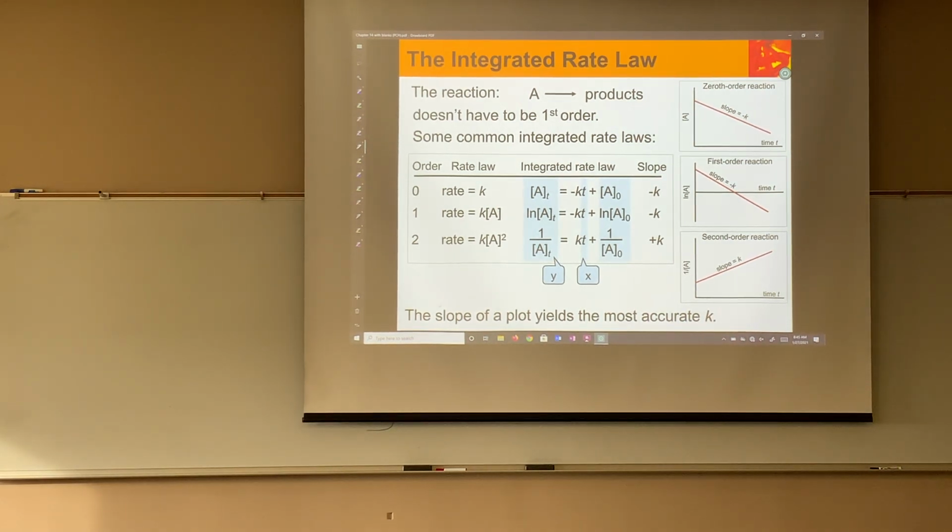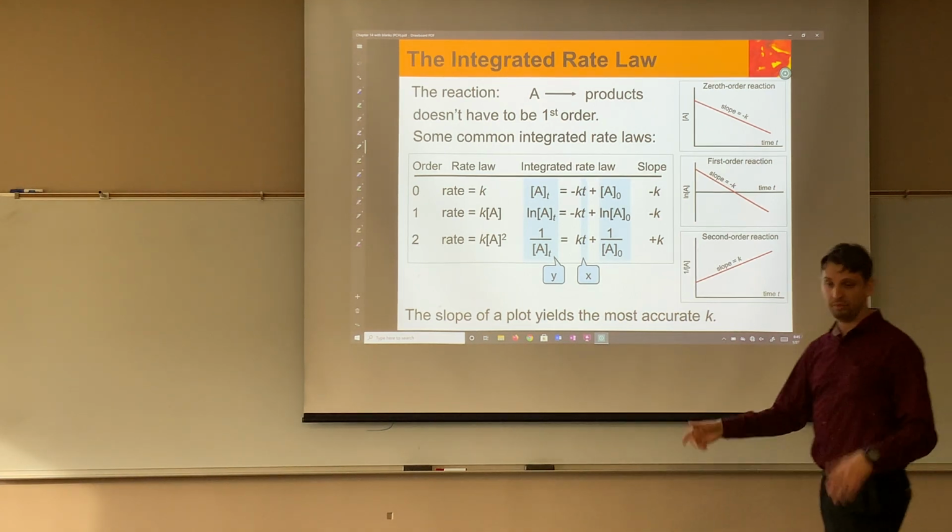I take it we'll need to memorize those? No. There's no need to memorize those. I will always give you guys those equations. I don't even have them memorized. I always look it up.